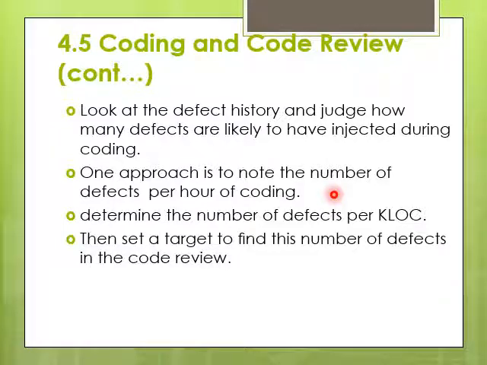Also determine the number of defects per kilo line of code. And when you have a sense for your maximum and minimum historical defect rates, you can arrive at good estimates of the upper as well as the lower ranges of the number of defects in the program. Then set a target to find this number of defects in the code review.